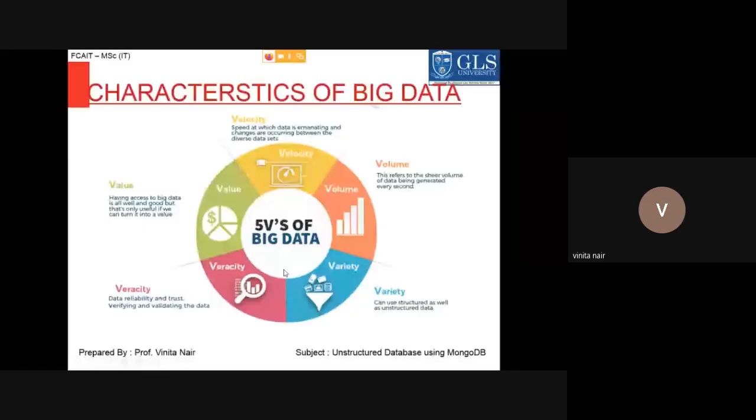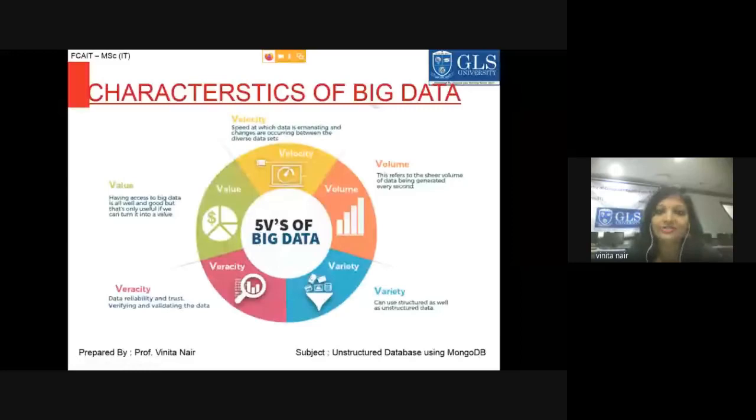Now, what I had in my first slide was that it is in a large volume and it is a variety of data. So we have to discuss the characteristics of big data also. Now it is visible, I think. So these are the characteristics of big data, how I can identify or differentiate my data into a regular data or into a big data.